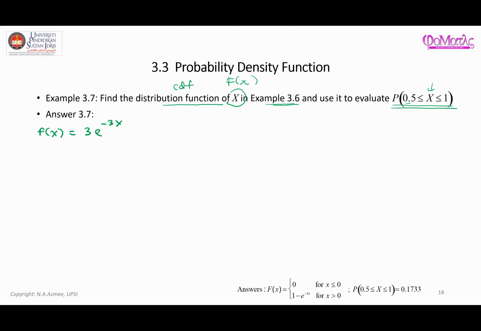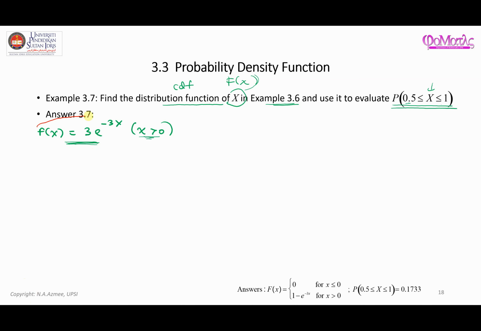Yes, this is the probability density function for x greater than 0. That's the expression, the value of x that we have to consider as lower limit and upper limit later on. Now in order to find big F, we need to do integration.